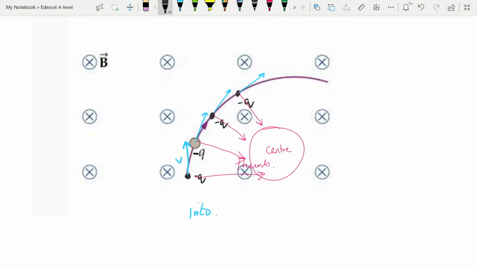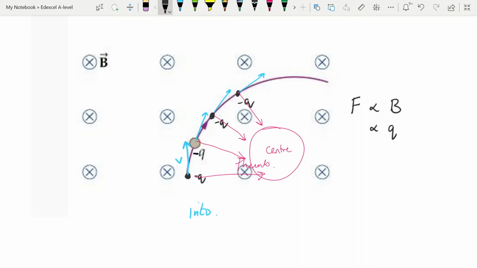Let's think first of all about the factors that might affect the size of the force. So what is this force on this particle proportional to? Well, first of all, it's obviously going to be proportional to the magnetic flux density, the strength of your magnetic field. If you've got a stronger field, the charged particle is going to feel a greater force. The second thing that it's proportional to is the size of the charge.